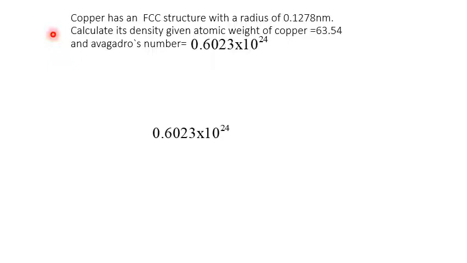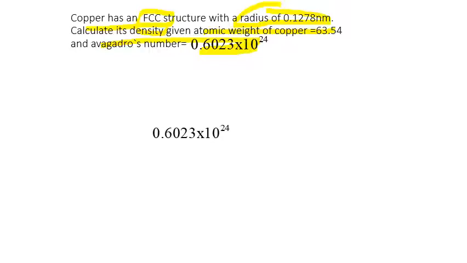it's calculating the density of a material. Okay, so again a very important one. So where we see copper as an FCC structure with a radius of 0.1278. So calculate its density given atomic weight is 63.54 and Avogadro's number is 6.023 into 10 power of 24. Okay, so this is how exactly we can note down.